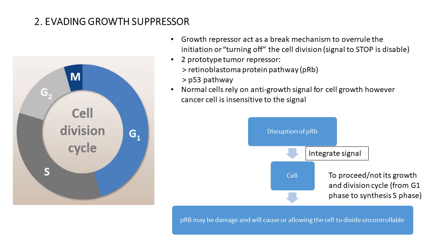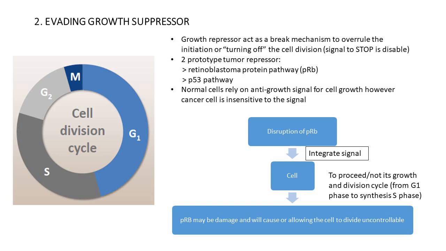The second cancer hallmark is evading growth suppressor. Growth suppressor acts as a brake mechanism to overrule the initiation or turning off of the cell division, which means the signal to stop is disabled. There are 2 types of tumor suppressor, which are first, the retinoblastoma protein pathway, which is a direct regulator of the cell division cycle, and the p53 pathway, where the gene is mutated in approximately 40% of all human cancer.